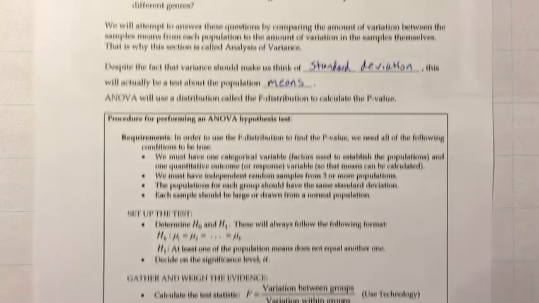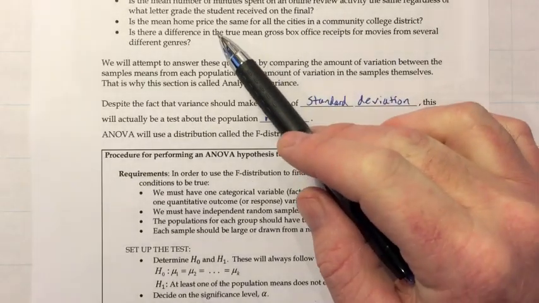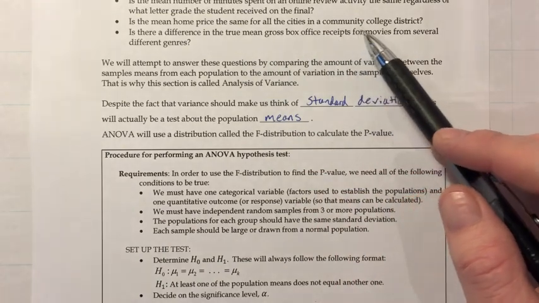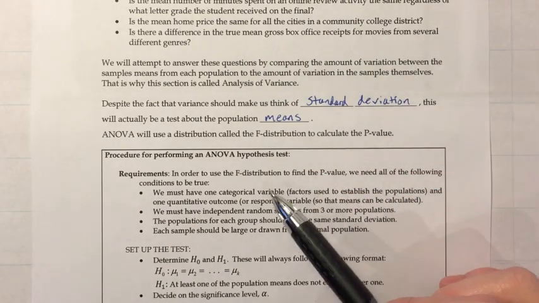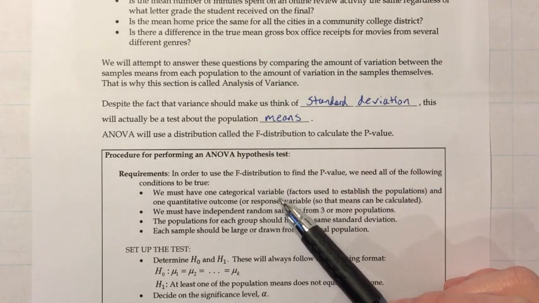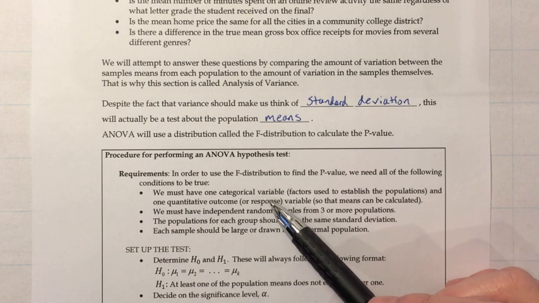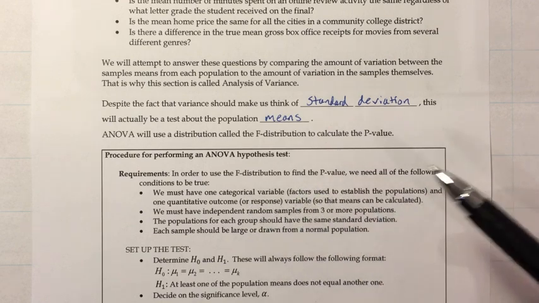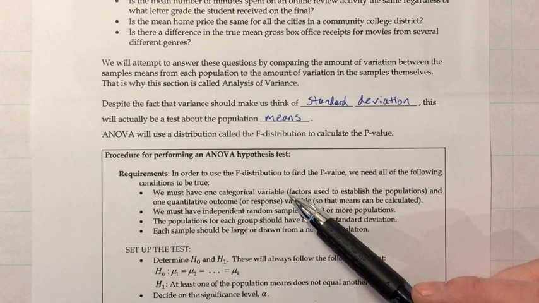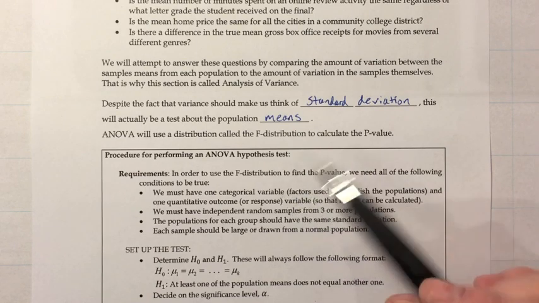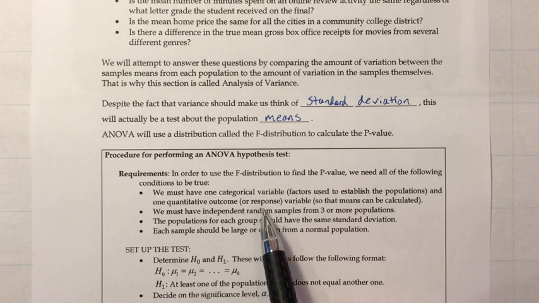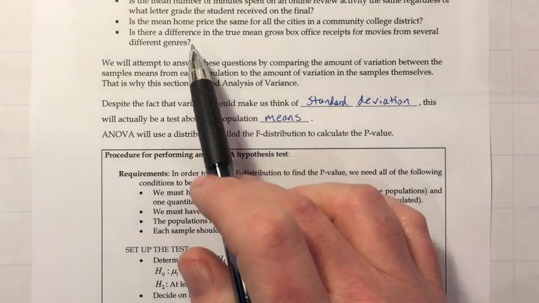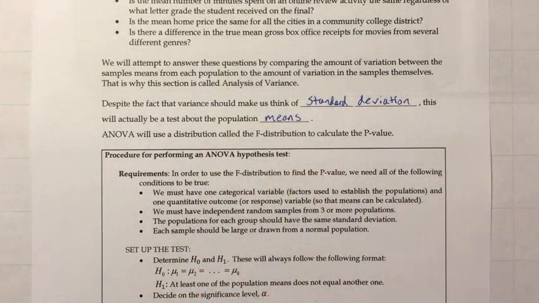So just a quick example of that. When we're looking at this idea of is the mean home price the same for all the cities in a community college district, the categorical variable would be the cities and the city names. So like for Chabot, we would have Hayward and San Leandro and Castro Valley and Union City and things like that. And actually it's the district, so maybe Livermore and Pleasanton and Dublin and beyond. And that would be our categorical variable, and then the quantitative one would be the home prices in those cities.